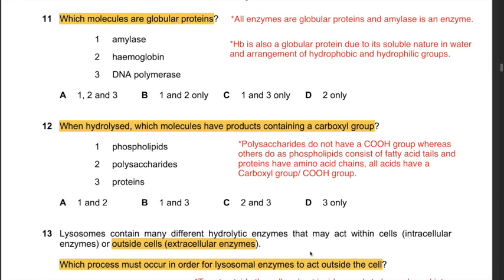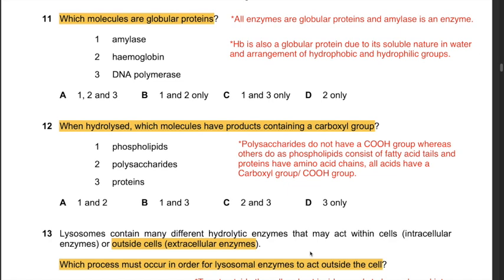Question 11. Which molecules are globular proteins? 1. Amylase, 2. Hemoglobin, 3. DNA polymerase. A key thing you must remember is that all enzymes, no matter what the enzyme is, are globular proteins. Both amylase and DNA polymerase are enzymes, and hemoglobin is also a globular protein due to its soluble nature in water and arrangement of hydrophilic and hydrophobic groups.